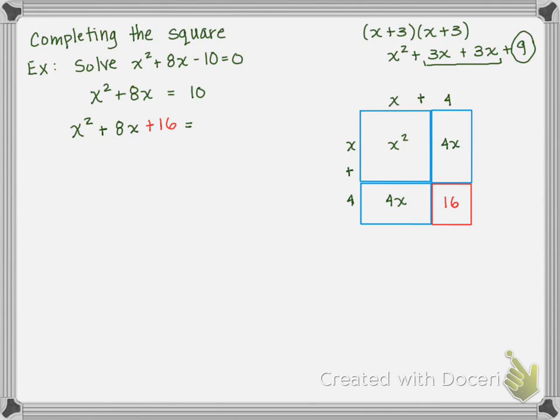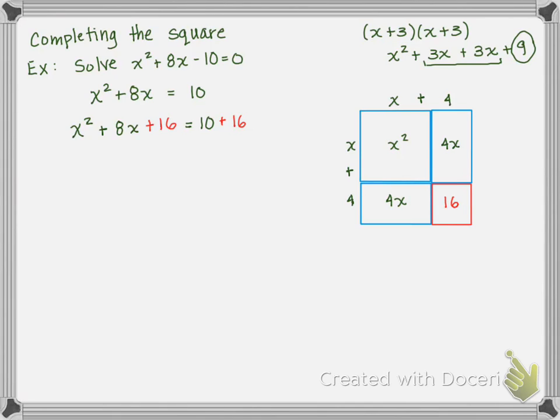We can basically do anything we want to an equation because there are those two sides that stay balanced. So I'm not allowed to just change one side, but I am allowed to change both sides in an equivalent way. So I can add 16 to both sides. And that gives me x squared plus 8x plus 16 equals 26.